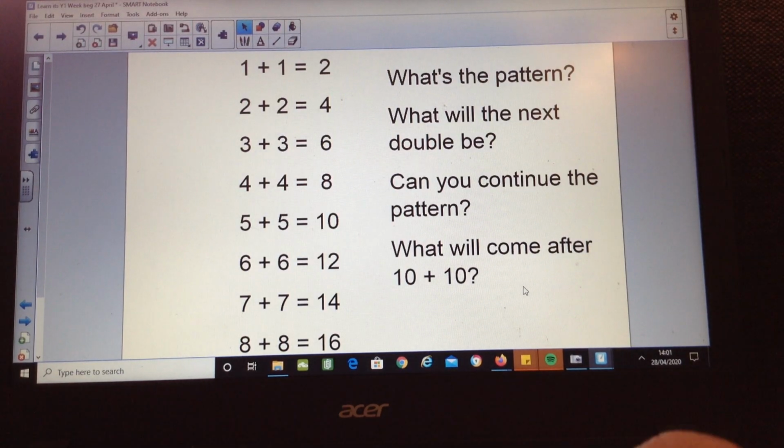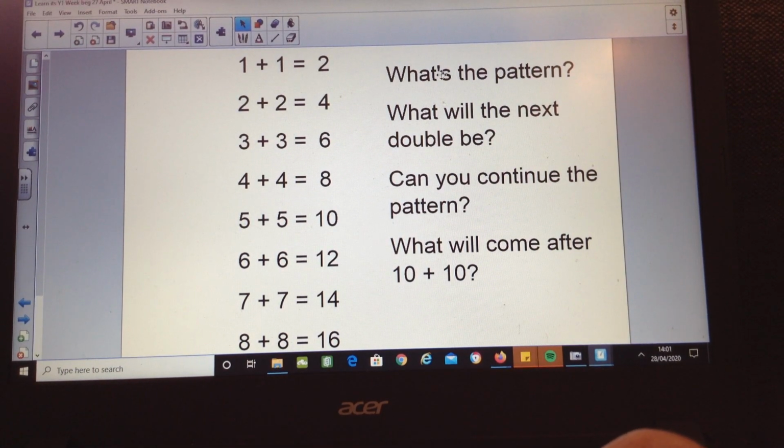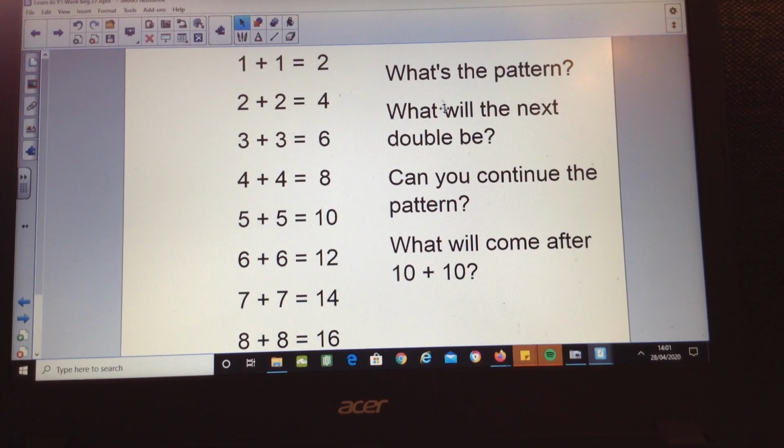Now, I said we'd come back to this. The doubles pattern is really, really useful. We've got counting in ones, and then the answers are all even numbers. They're counting in twos. So I want you to think about that pattern. I want you to practice writing it down. Always think about, what will the next double be? Can you continue the pattern? What's next week's double going to be? Well, it's going to be 9, isn't it?